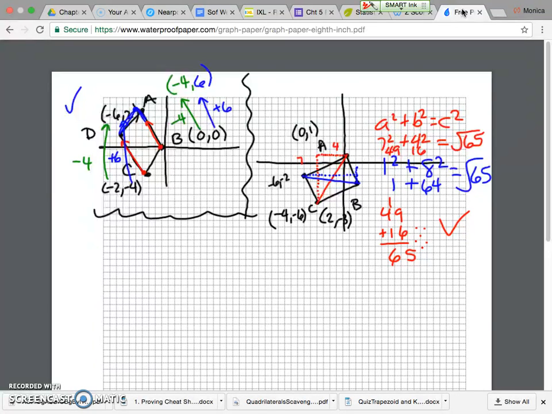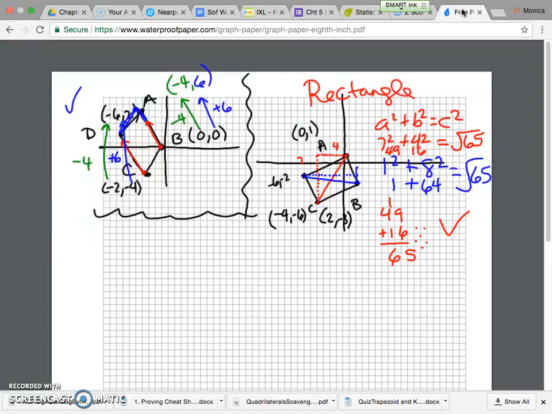And I can already tell they're not perpendicular. The reason I know that is because the slopes are completely different. The slope on this one is 7/4, and the slope on the other one is -1/8. So I can tell they're not perpendicular, so therefore this is a rectangle. That's all we have to do.